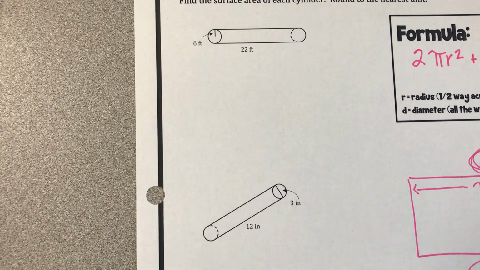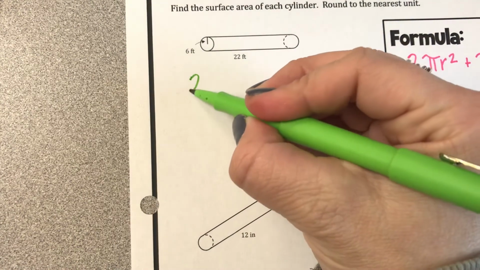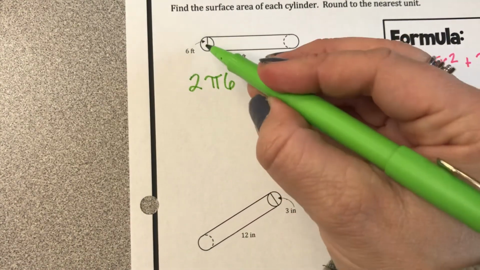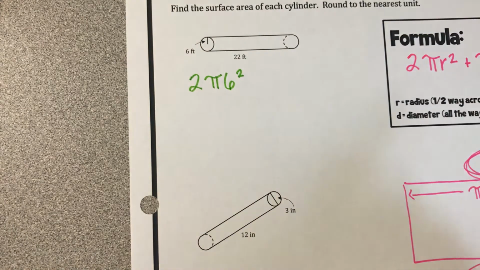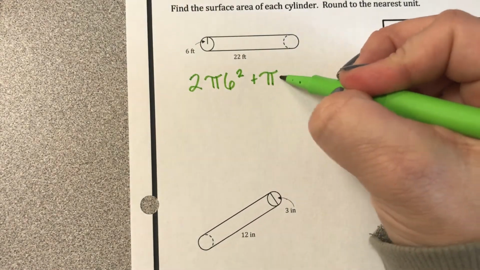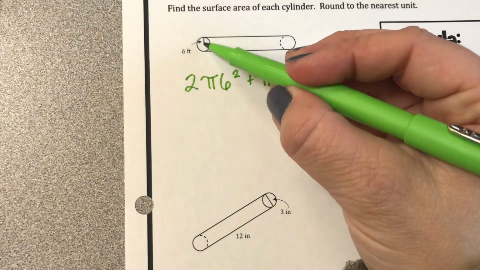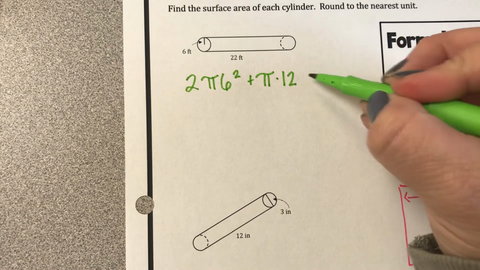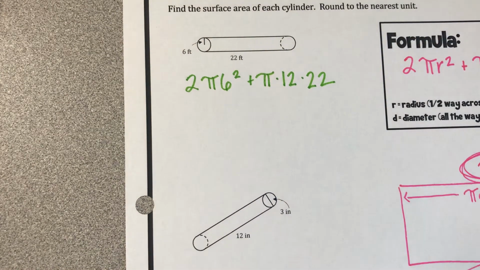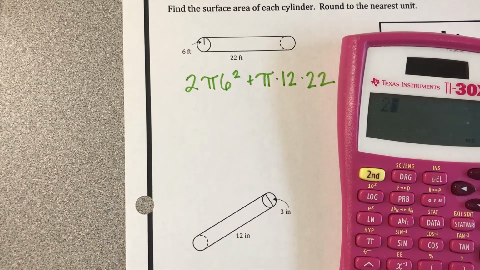Okay, so on this first one, the formula is 2 pi r, which is halfway across the circle, squared, plus pi times the diameter. Diameter is the distance all the way across the circle. So if it's 6 halfway across, the diameter is 12, times the height is 22. Okay, 2 times pi times 6 squared plus pi times 12 times 22.